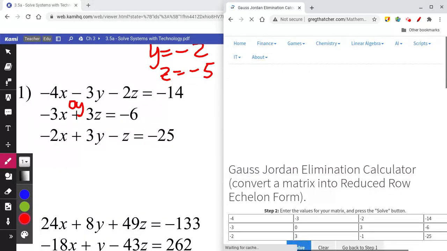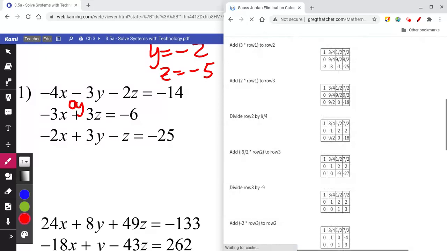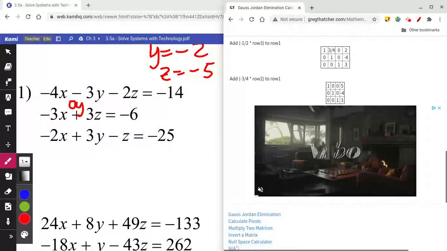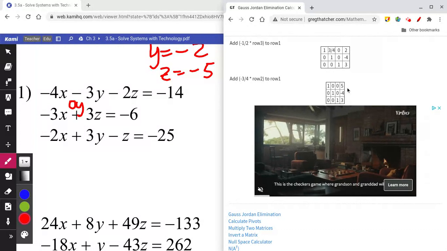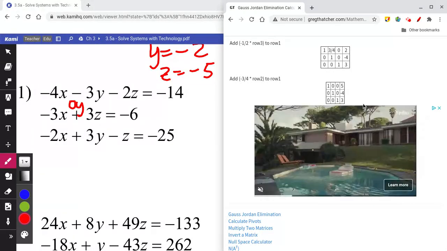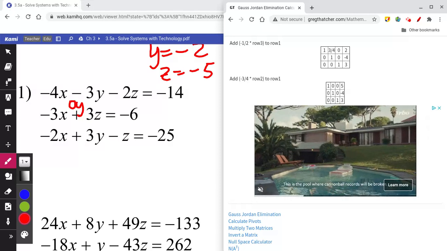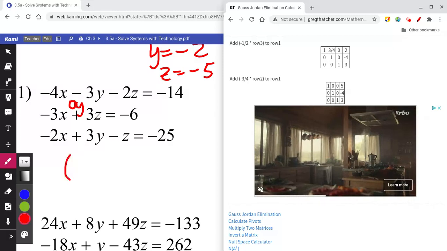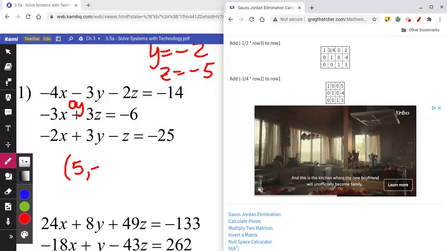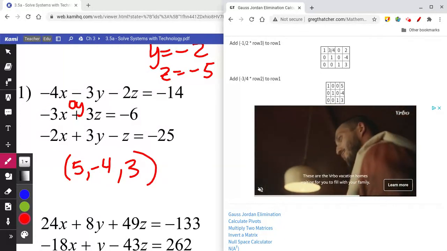Solve. So again, we just have to scroll down to the bottom, and the very last one tells me x equals 5, y equals -4, and z equals 3. 5, -4, and 3. Simple.